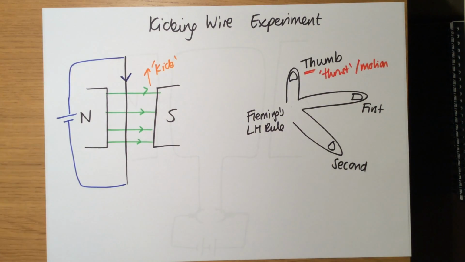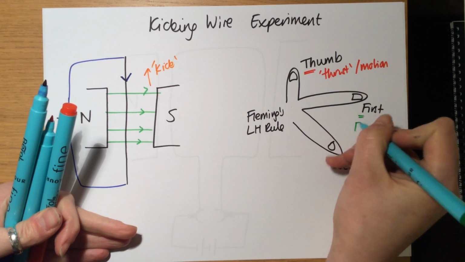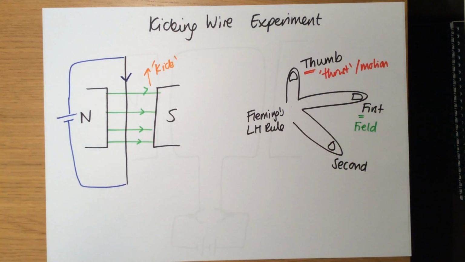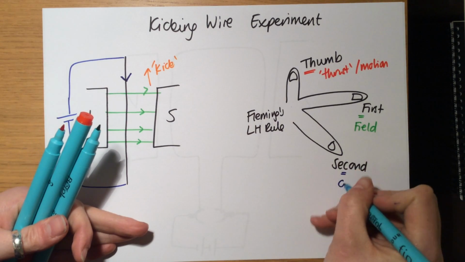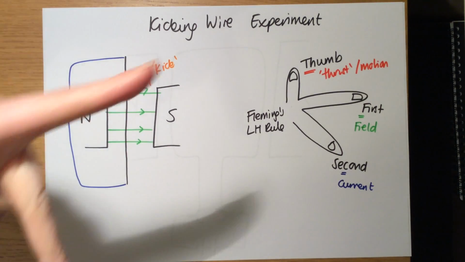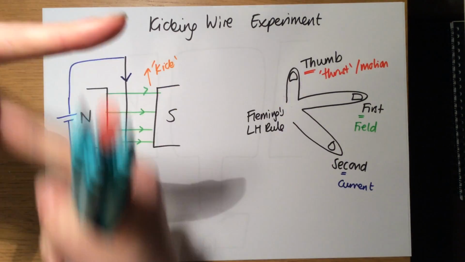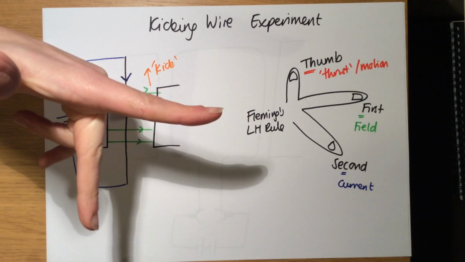Okay, the first finger, F, shows the direction of the magnetic field, and the second finger, with the C in it, shows the direction of the current. So if I show that here, my first finger is the direction of the field, the current's going downward, and that shows that the kick must be upwards, out of the page.